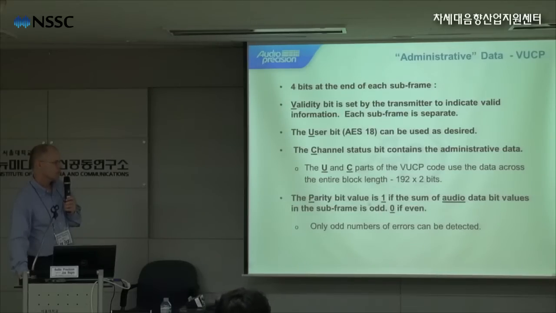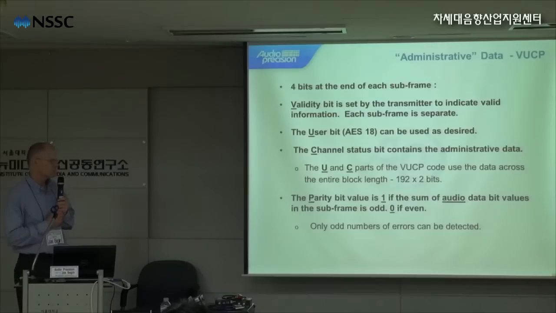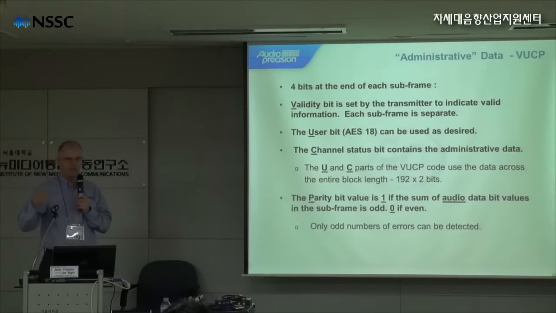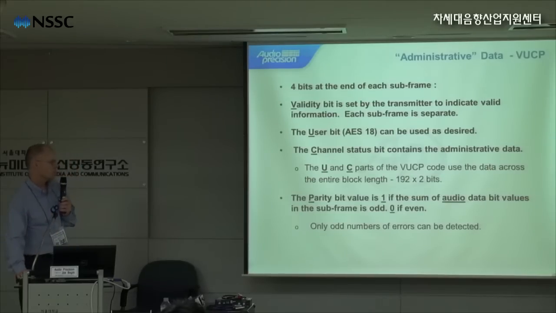The parity bit value is 1 if the sum of the audio data bit values in the subframe is odd, 0 if it's even. So the transmitter sets this parity bit, and at the receiving end, the receiver will sum up the values and check it against the parity and try to detect an error. And only odd numbers of errors can be detected.